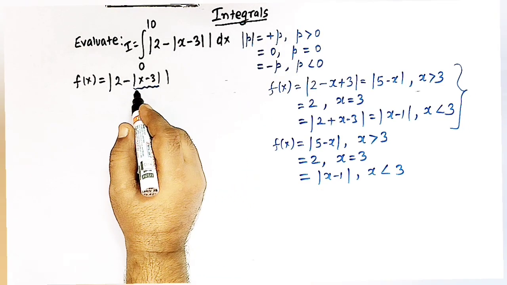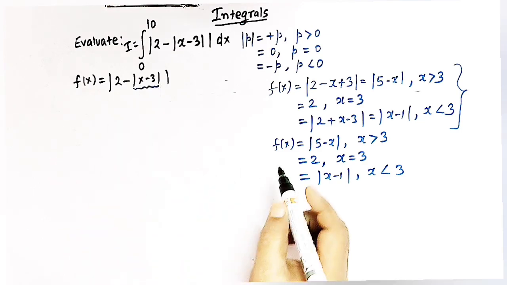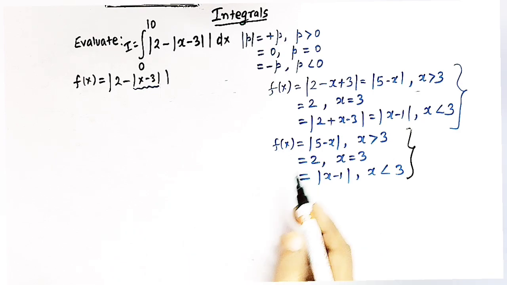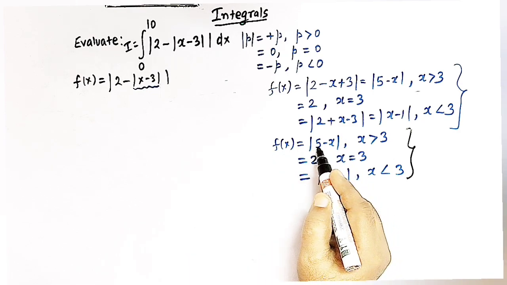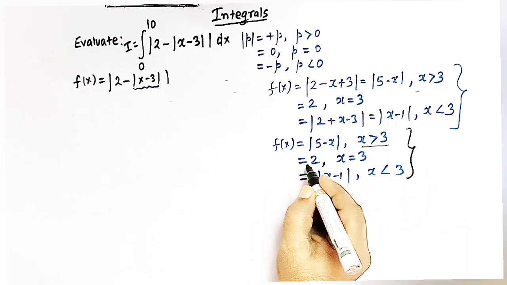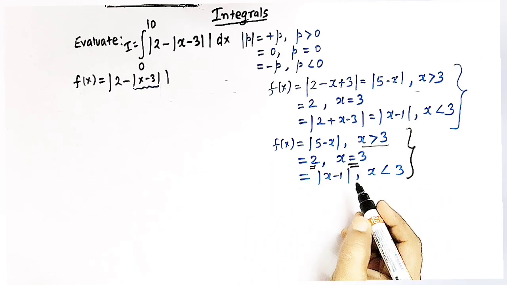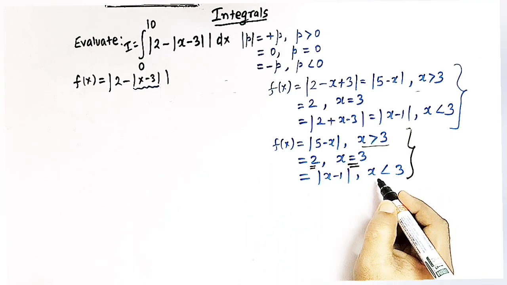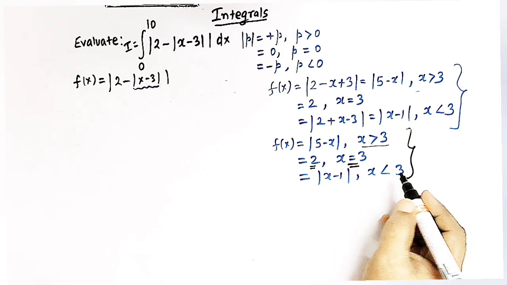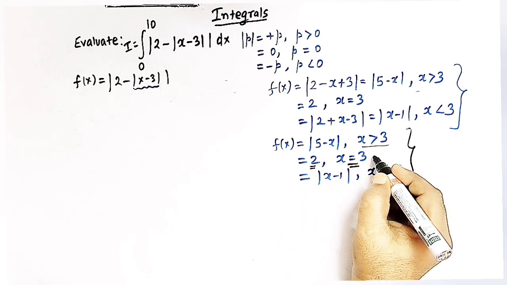So now the study of mod of x minus 3 has led us to this definition of f of x, right? So f of x is equal to mod of 5 minus x whenever x is greater than 3, and f of x is equal to 2 whenever x is equal to 3, and f of x is equal to mod of x minus 1 when x is less than 3, right?